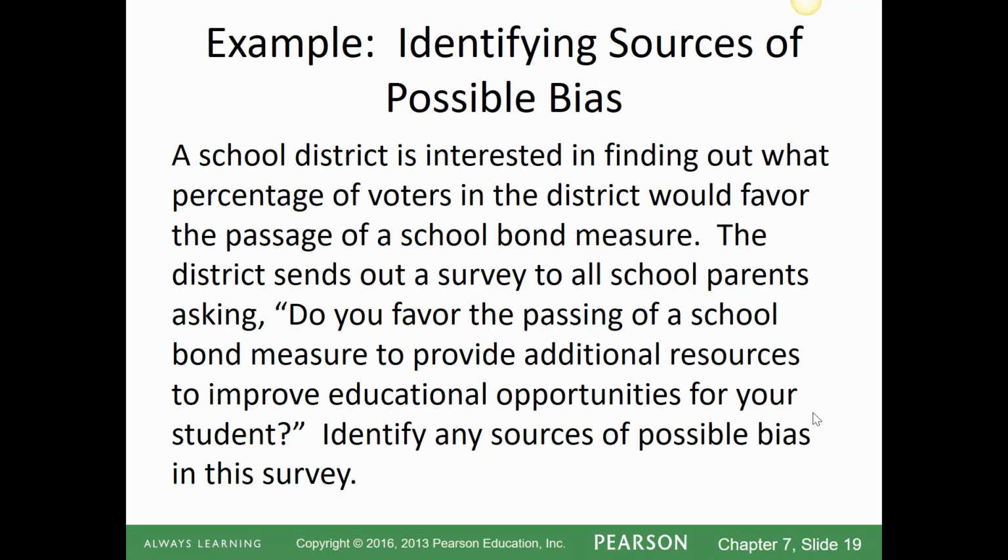So here is an example of identifying sources of possible bias. Let's say a school district is interested in finding out what percentage of voters in the district would favor the passage of a school bond measure. The district sends out a survey to all school parents asking, do you favor the passing of a school bond measure to provide additional resources to improve educational opportunities for your student? Identify any sources of possible bias in the survey.